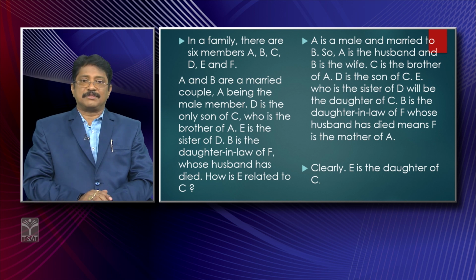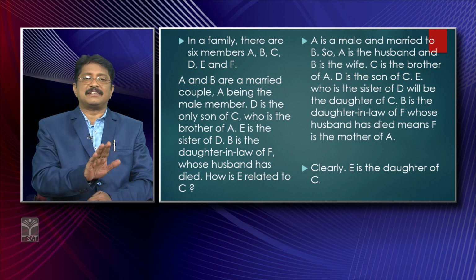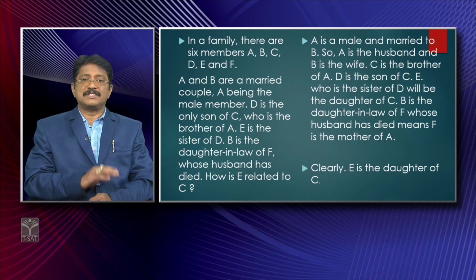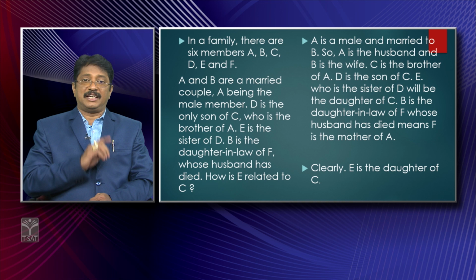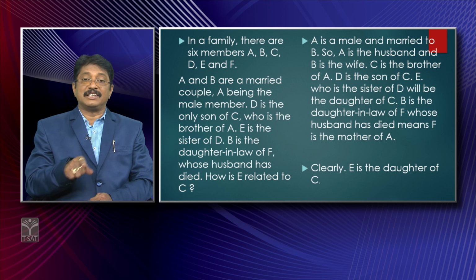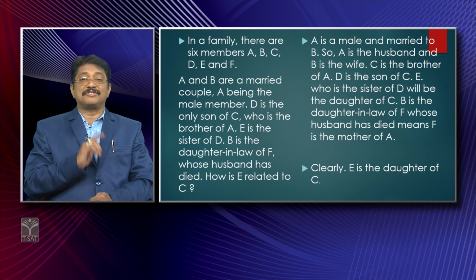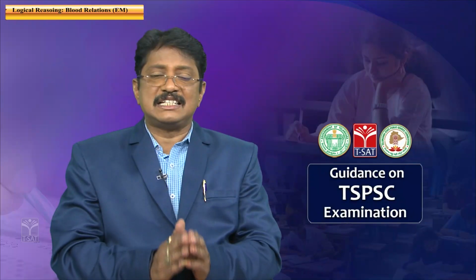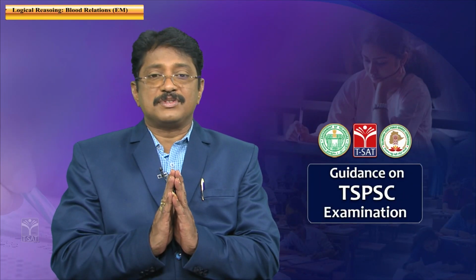A is the male, correct, and married to B. So A is the husband and B is the wife. Is it clear? C is the brother of A and D is the son of C. So E, who is the sister of D, will be the daughter of C, correct? So B is the daughter-in-law of F and whose husband has died, means F is the mother of A. So very clear, the relation between E and C is E is the daughter of C.